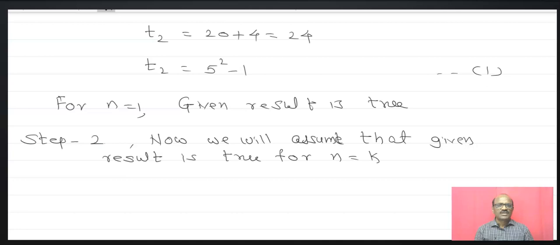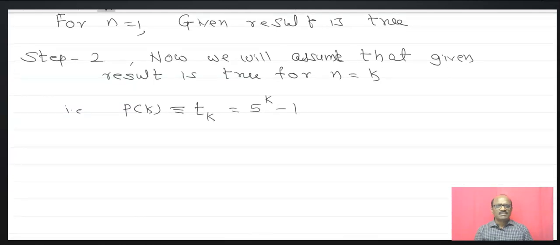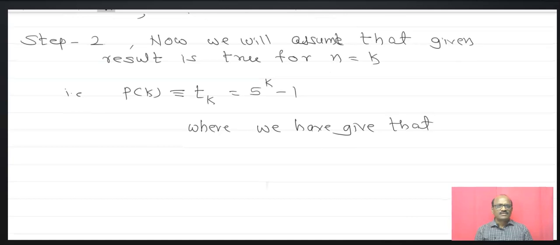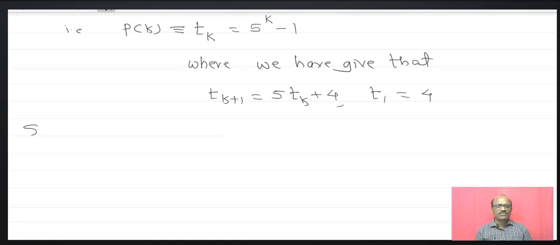The result is true for n equals k, and we write here that P(k) is equal to 5 raised to k. That is, P(k): t_n equals 5 raised to k minus 1, where we have given t_{k+1} equals 5t_k plus 4 and t_1 equals 4.